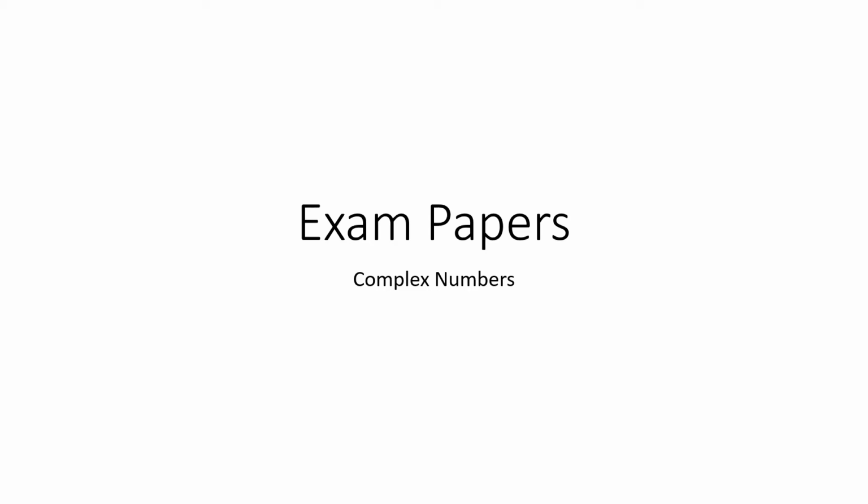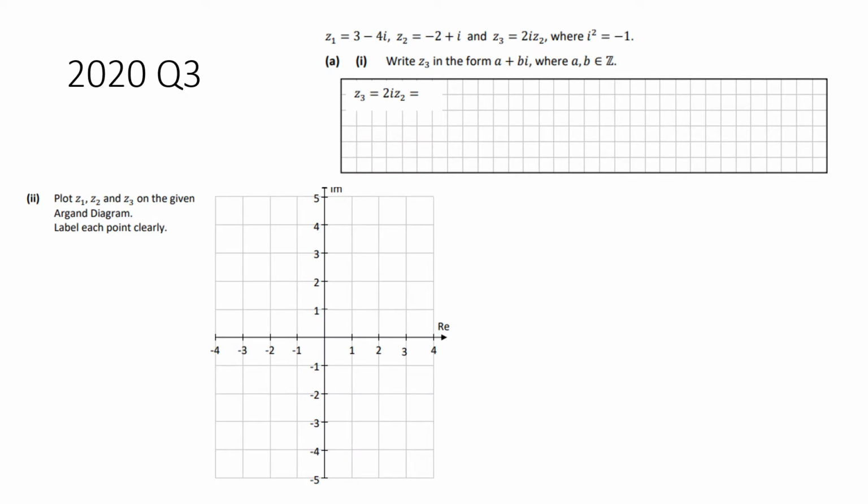So this is 2020 paper 1 and this is now question 3. So it's a question on complex numbers. So for the first part here, you've got z1 is 3 minus 4i, z2 is minus 2 plus i, and z3 is 2i times z2. And it tells you that i squared is equal to minus 1. So write z3 in the form of a plus bi.